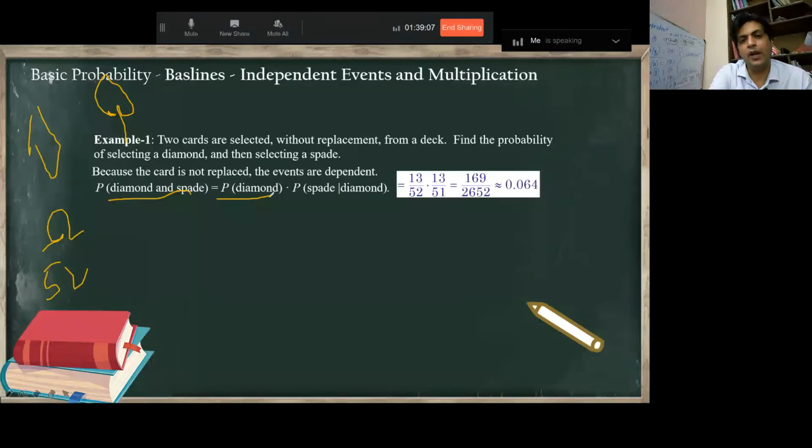In this case, because the card is not replaced, the events are dependent. The probability of diamond and spade is the probability of diamond times the probability of spade given diamond. The probability of diamond is 13 by 52 because there are 13 diamond cards in this deck. But I'm not replacing this one, so now I have 51 cards. What is the probability that the next card is a spade? This is 13 out of 51 because one card is already gone. When you solve it, there is about a 6% chance.